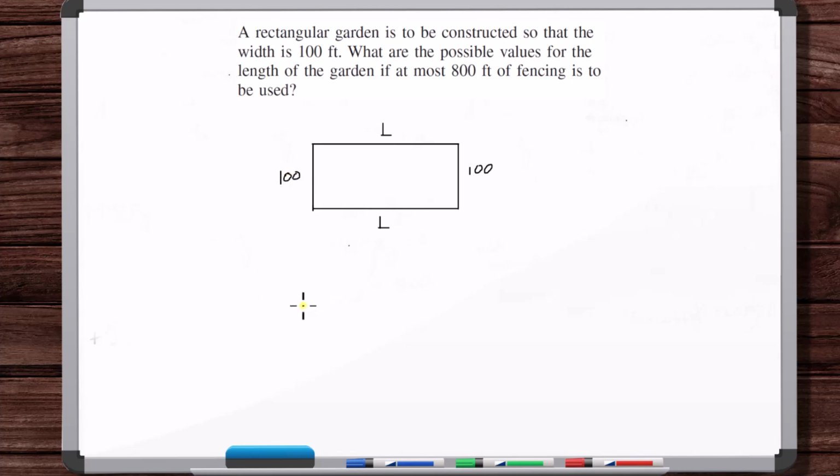So calculating the perimeter, we've got what? 100 plus 100 is 200 plus 2L. That has to be less than or equal to 800. You see? The total perimeter can't be more than 800. It can be equal to 800, but it can't be more. So subtracting 200 from both sides.